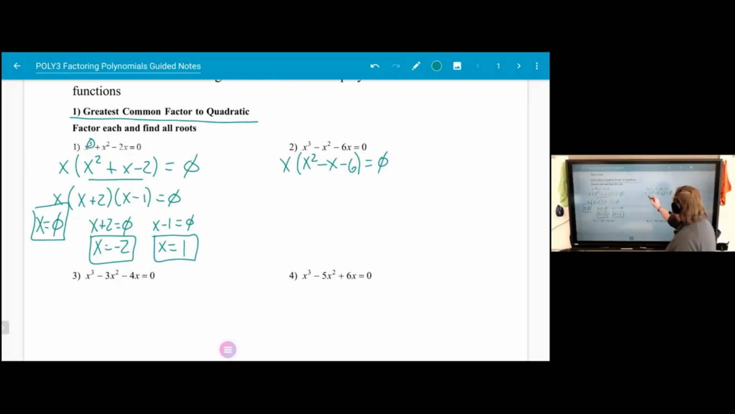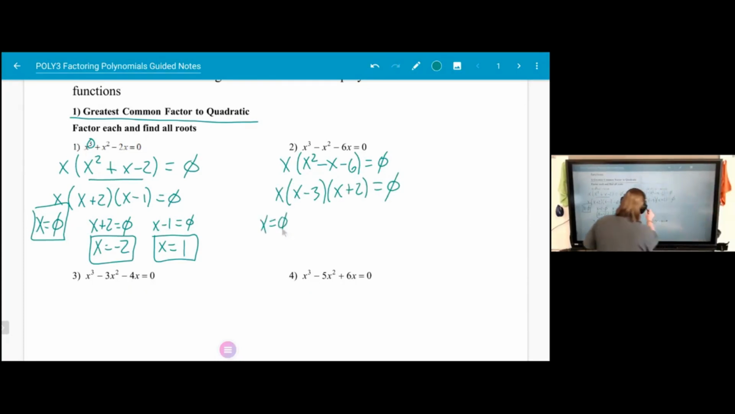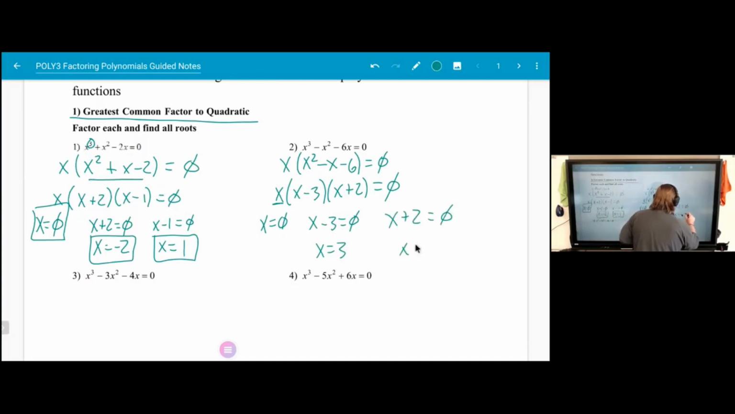Now we look, we've got the x out front. That's just kind of hanging out there. What multiplies to -6 but adds to -1? x times x minus 3 times x plus 2 equals 0. And set your individual factors equal to 0 and solve. x equals 0, that comes from the x out front. x minus 3 equals 0, so x equals 3. Then x plus 2 equals 0, so x equals -2.